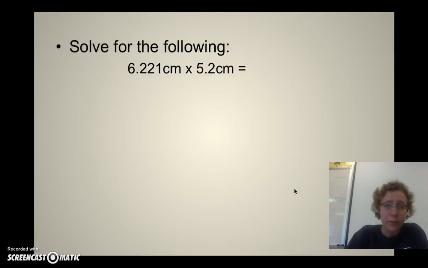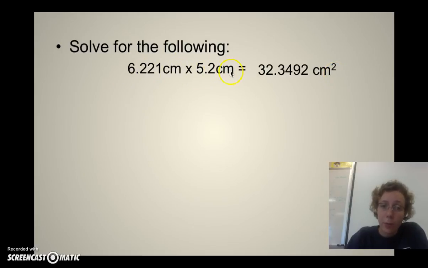So here's our example. We've got 6.221 times 5.2. For multiplication and division, we can just plug that into our calculator. We don't need to do anything fancy with the decimals. So if we plug that in our calculator, we'll get 32.3492 centimeters squared.